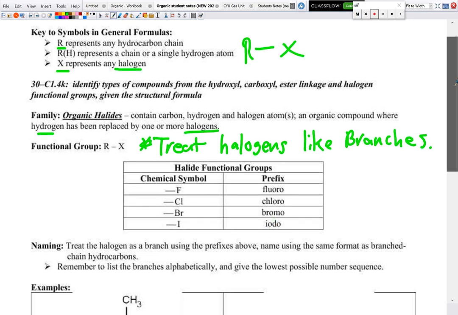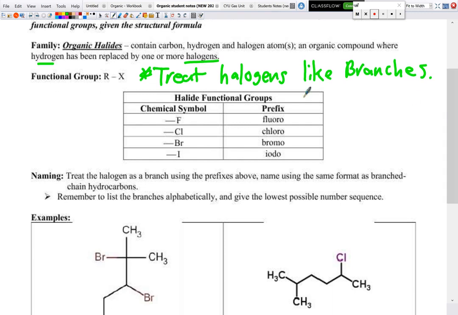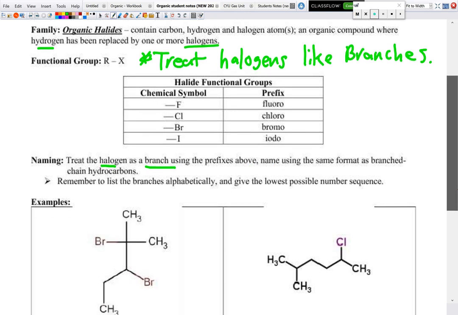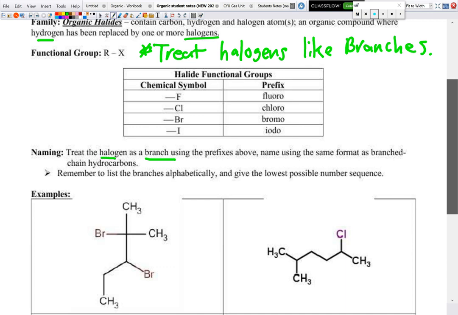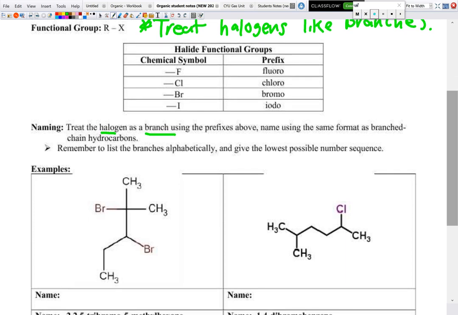So let's look at actually tying this in. This is why we don't see an elaborate list of how to name stuff: we just treat the halogen as a branch using the prefixes. Therefore, if this is just attached to an alkane or an alkene or an alkyne, you just have to remember how to name those. So our first example we have right here.